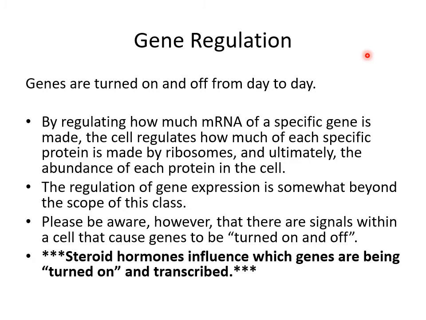So how does this protein synthesis allow for the regulation of cellular activities? Well, genes are turned on and off from day to day. And by regulating how much RNA a specific gene makes every day, the cell regulates how much protein of that particular type is made by the ribosomes every day, and ultimately, the abundance of that particular protein in the cell. That dictates whether the cell can perform a specific function or not.